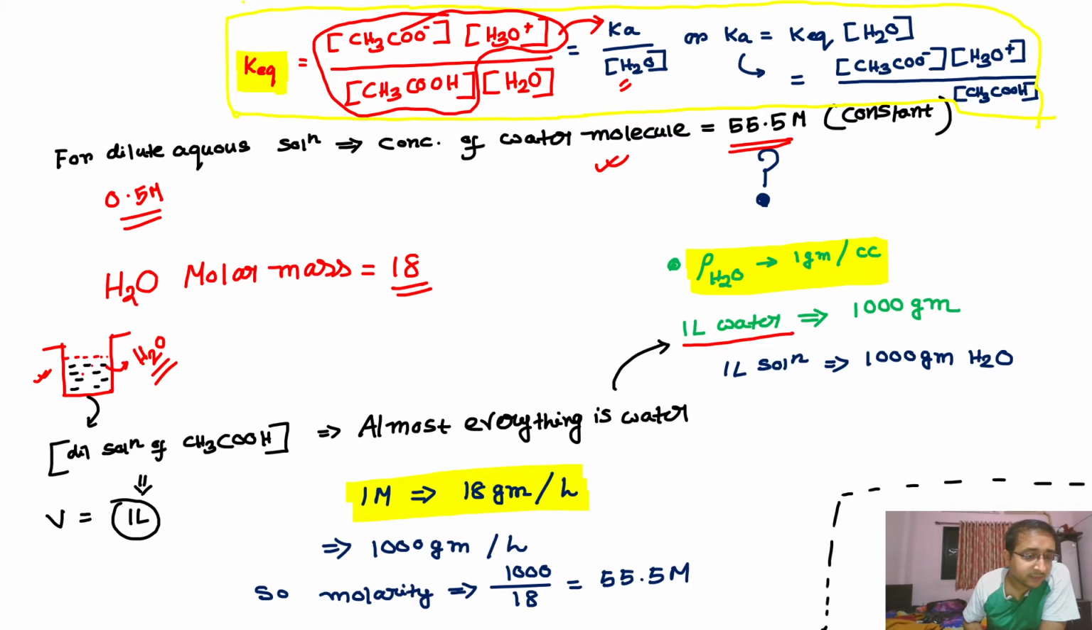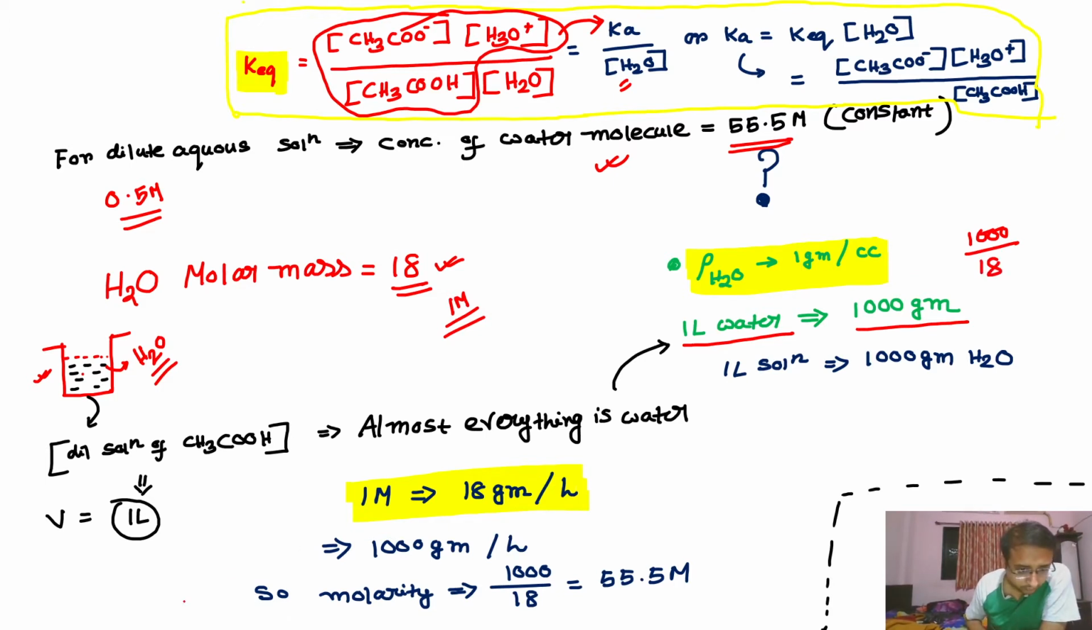If we consider that all are water molecules only, then it has a mass of 1000 gram, because the density of water is 1 gram per cc. So 1 liter of water will have a mass of 1000 gram. Now I have told you that water has a molar mass of 18. So if 18 gram of water were there in 1 liter of solution, then water would be 1 molar. But here the water is 1000 gram, so the molarity will be 1000 divided by 18.